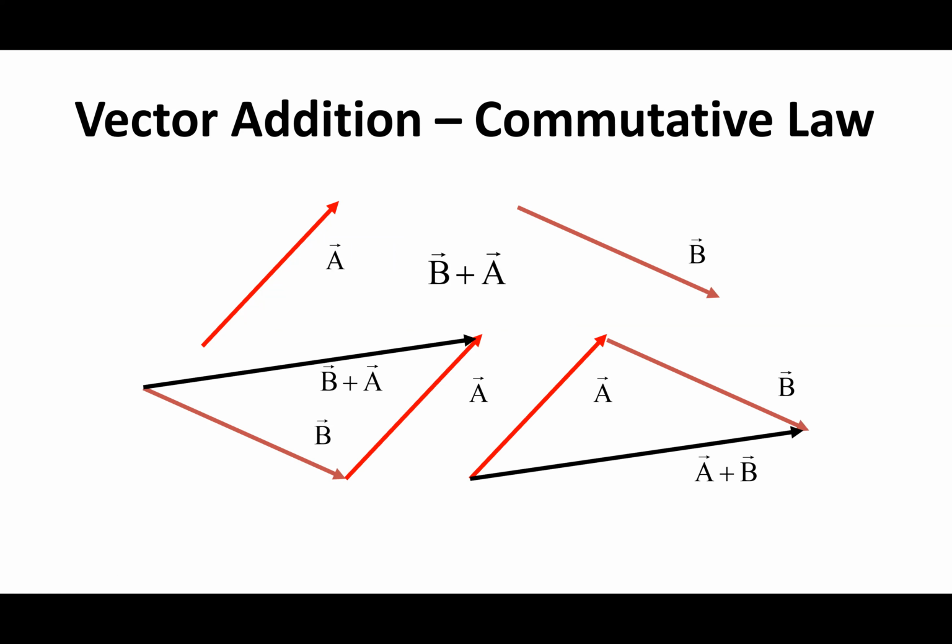This is the commutative law at play for vector addition. Whether we start with A and add B tip to tail or start with B and add A tip to tail, both ways give us the same triangle, with the same third side in magnitude and the same internal angles. So that is the commutative law of adding two vectors together and finding the third side, the resultant. Questions?